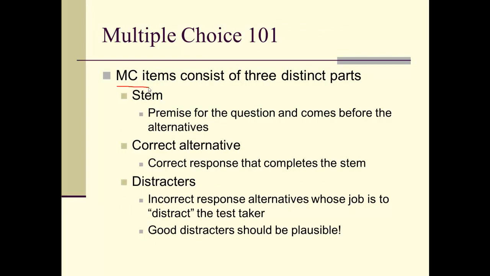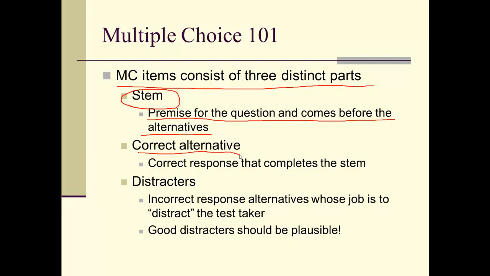Our multiple choice questions are going to have three distinct parts. The first is the stem. It's basically the premise for the question and comes before the alternatives. We can kind of also look at that as the question itself. But we set up what it is the student is going to be asked to know in that stem. And then right up front we've got a correct alternative. This is the answer to that question that's going to complete the stem.